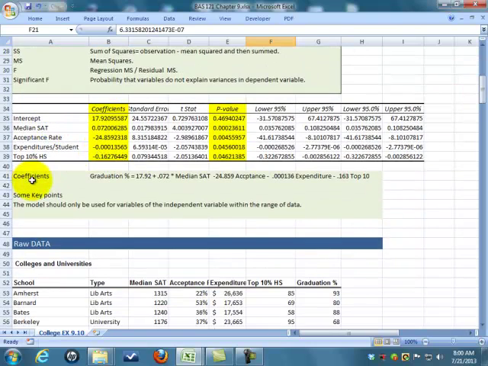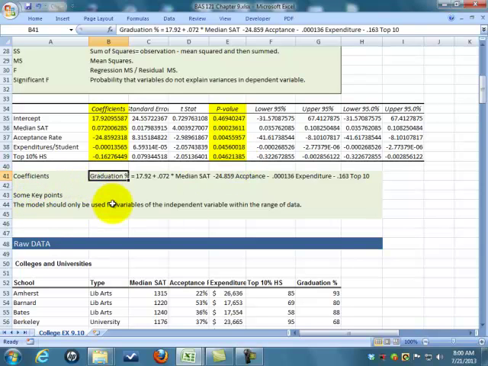Now, the next section gives us our coefficients, so it allows us to write an equation. So the equation is graduation rate is equal to our intercept, 17.92, plus, because this is a positive, 0.072 times our median SAT, minus 0.285 times the acceptance rate, minus, hopefully you get the gist of this. And this gives us our p-values, which again, we want to be relatively low.